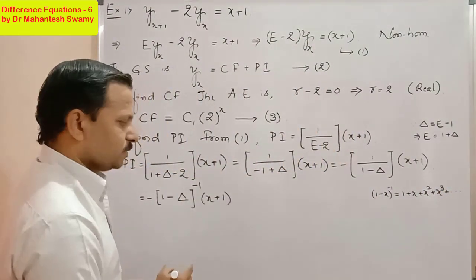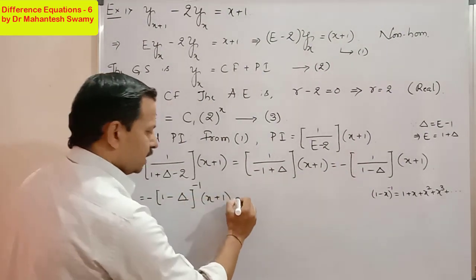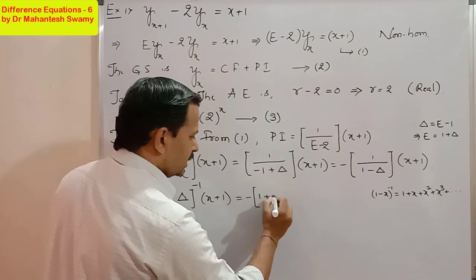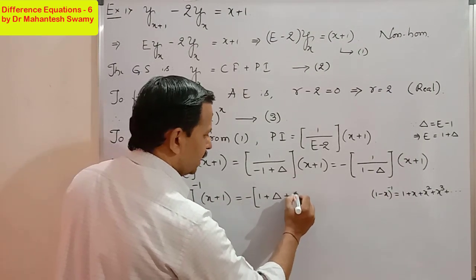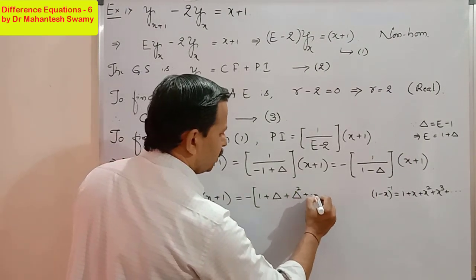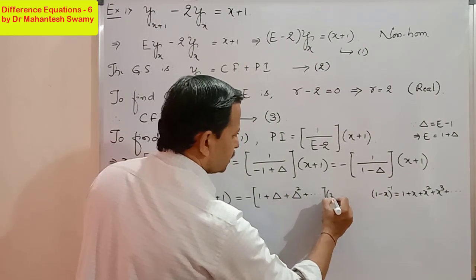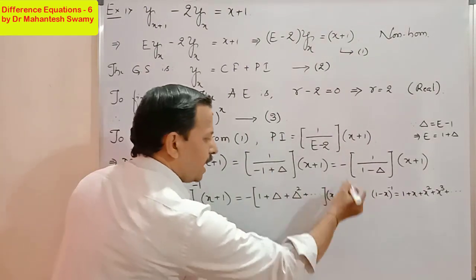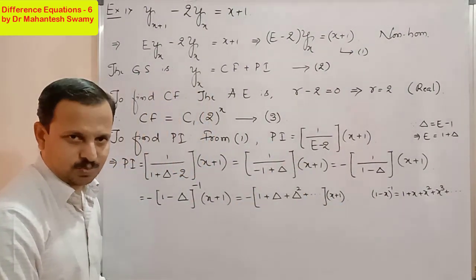So this is the binomial expansion. By using that, it gives us minus into bracket 1 plus delta square plus dot dot dot operated on the same RHS, that is x plus 1. Now we have to apply this onto the bracket x plus 1.